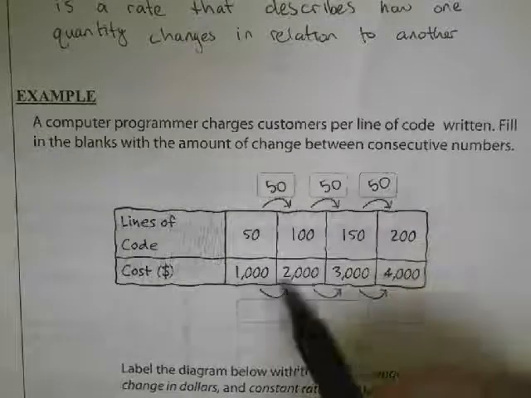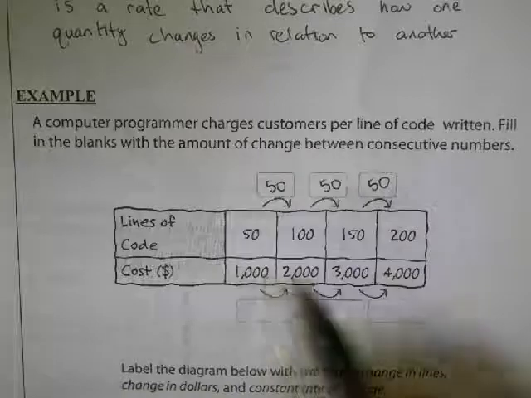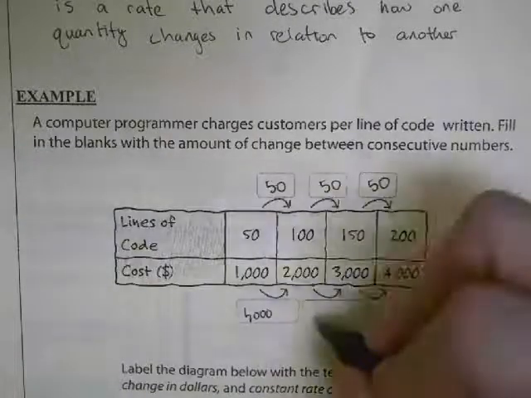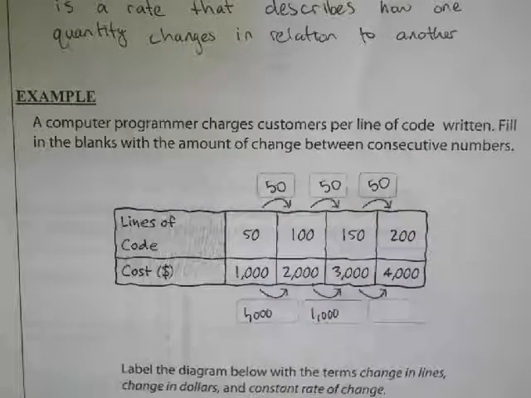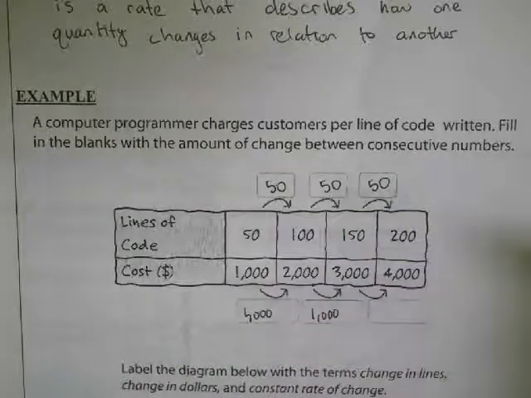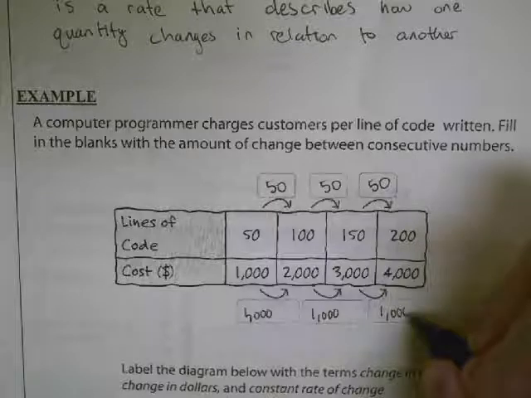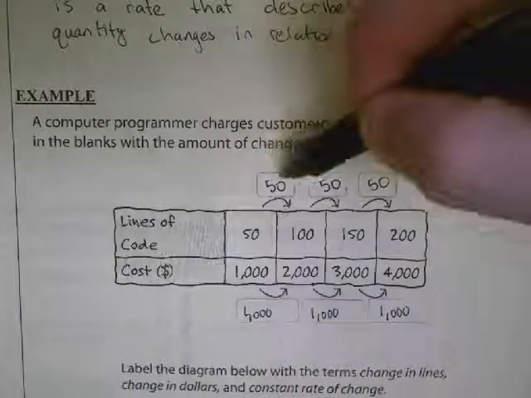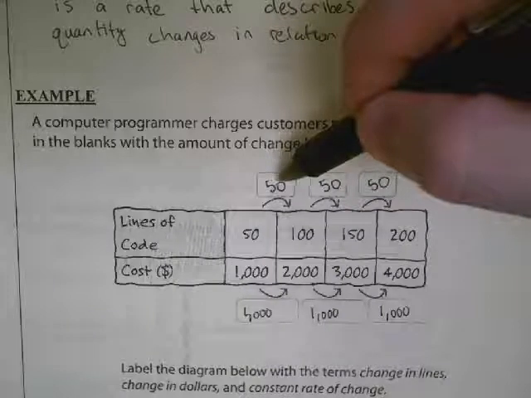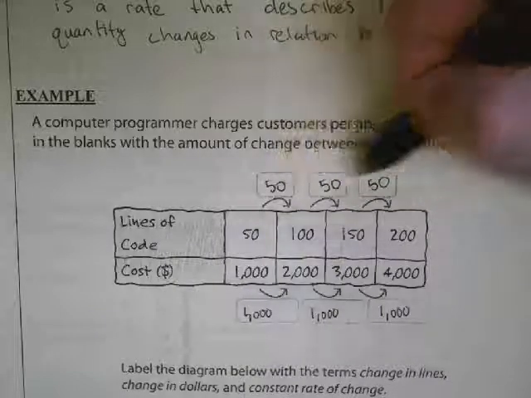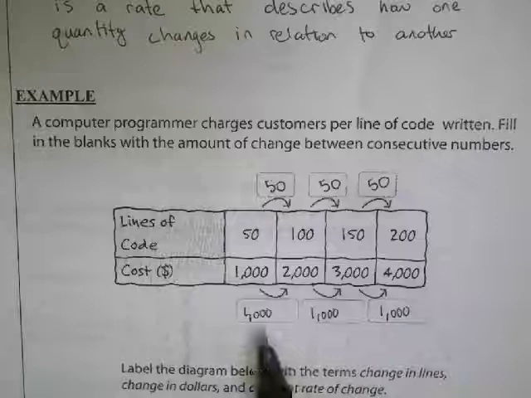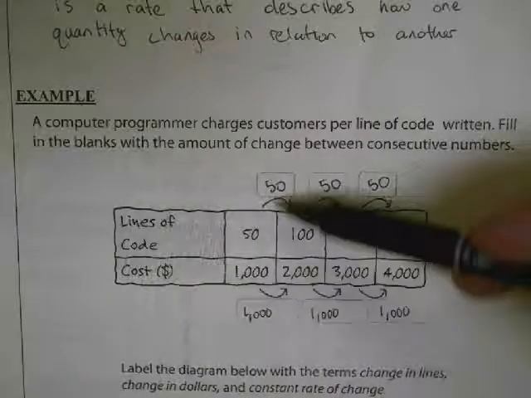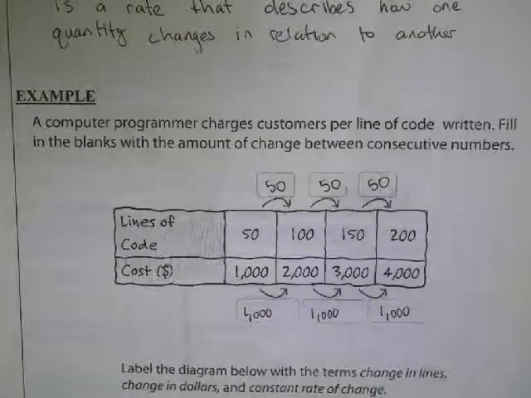Now we'll fill in our boxes along the bottom. 1,000 to 2,000, that's a change of 1,000. 2,000 to 3,000, that's another change of 1,000. And then 3,000 to 4,000 is another change of 1,000. So we have a constant rate of change because it's changing at a consistent rate in our numerator, in our top, 50, 50, and 50, and it's also changing consistently on our bottom. So these relationships are changing consistently together.